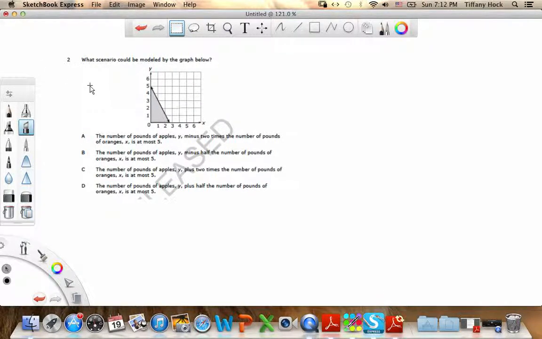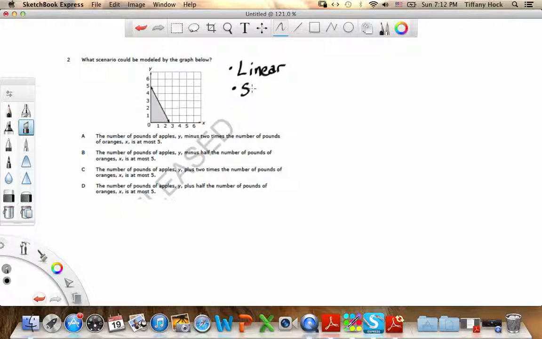Okay, question number 2 says, what scenario could be modeled by the graph below? So if you look, we have this graph here. The first couple of things I noticed about the graph, and as you are working on your test, there are different things you could do to take notes just to get your thoughts in order. First thing I know is that it is a linear graph. Okay, I notice it is a straight line here.